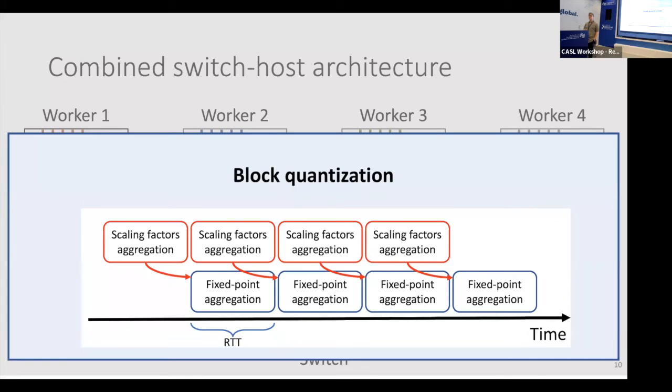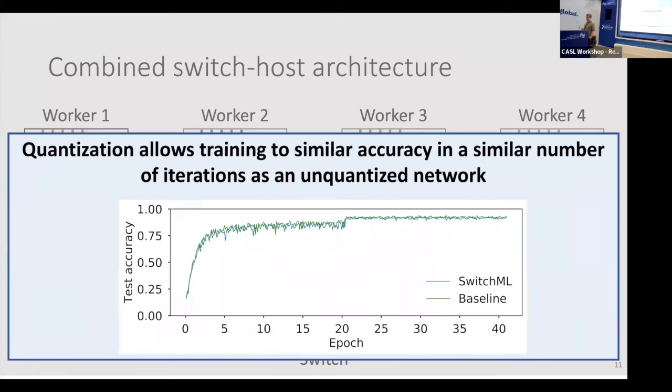This turns out to work well with machine learning because there is enough stochastic robustness to it that small errors will not really affect convergence. And in addition to that, many values of the gradients really tend to be small. So with a sufficiently large scaling factor, 32-bit integers are sufficient. In practice, empirically, we observe that indeed this works quite well. This is a ResNet example. We have several more examples in the paper, in which we show that by training with SwitchML, one can converge in a similar number of steps to a test accuracy that is comparable to the original unquantized network.